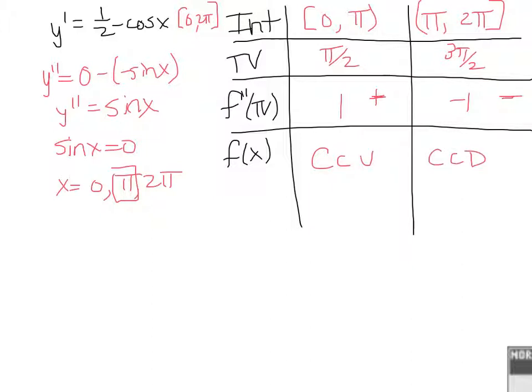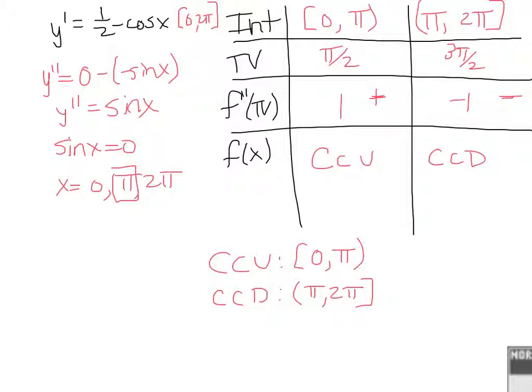Verifying that at pi I have an inflection point due to the sign change of the second derivative, or due to the fact that f of x goes from being concave up to concave down. So my interval of concave up is simply going to be the interval 0 to pi. My interval of concave down would be the interval pi to 2 pi.